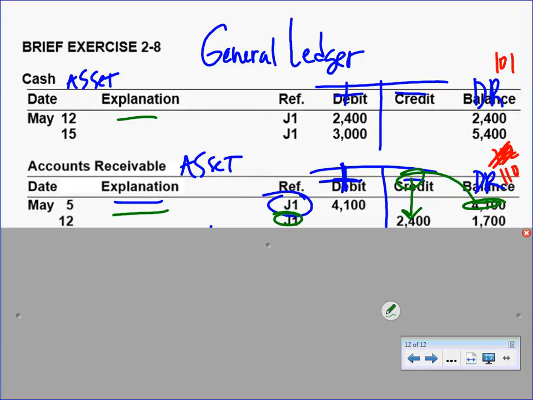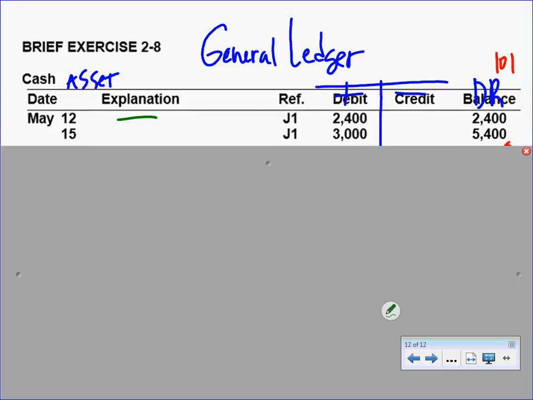Okay. In the last one, we're getting cash, but this time it's not for someone paying their bill. We performed a service. So May 15th, no explanation. Coming from journal page 1, I had another debit. So are we going to see our balance increase? Yes, because 2,400 plus 3,000 is 5,400.